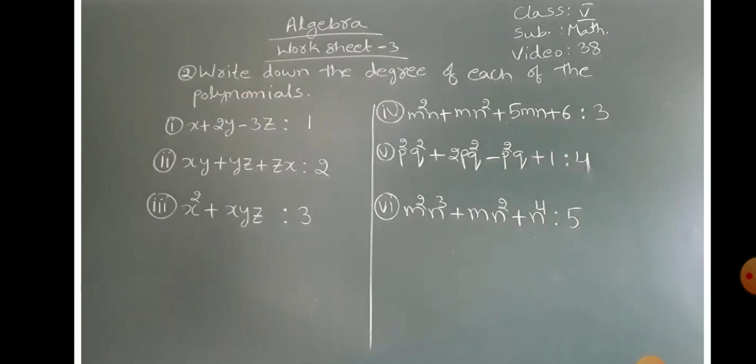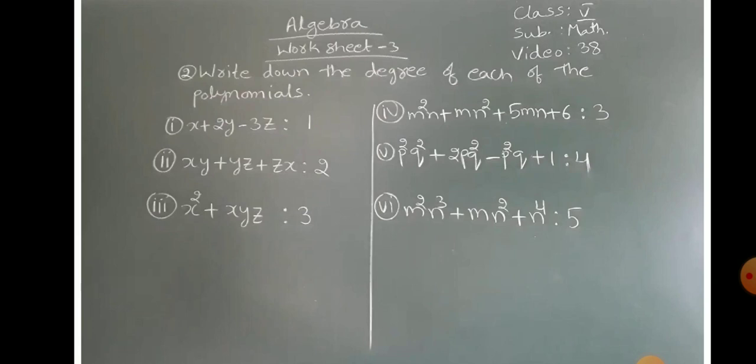Fourth question, m square n plus m n square plus 5mn plus 6. First term m square n means m power 2, n power 1. So 2 and 1 if you add, then we'll get 3. Next, second term m power 1 and n power 2. The two powers, if you add 1 plus 2, then we will get 3 again.